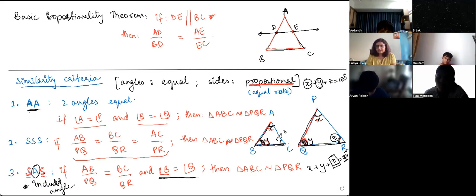So, that is why the third angle will also be automatically equal. You don't need to check for all three. If you check two, that is enough.